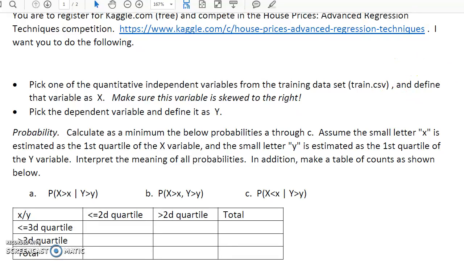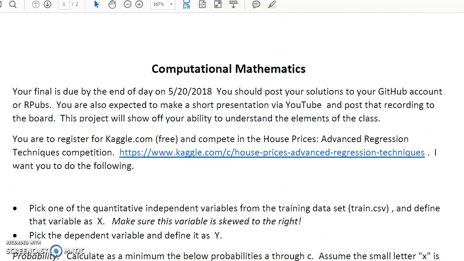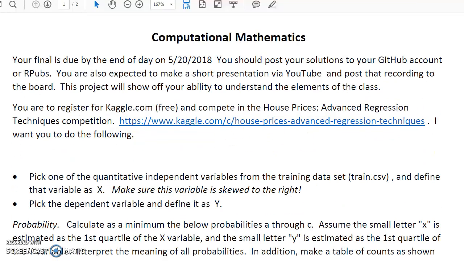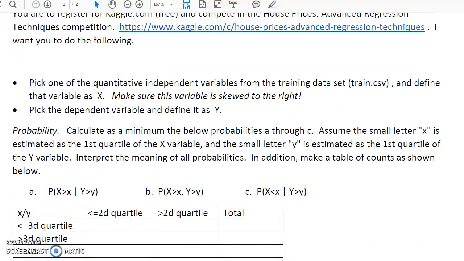Basically, the assignment here was to take a look at some housing data off Kaggle, and then pick a dependent variable and an independent variable, the independent being y. So I did that.